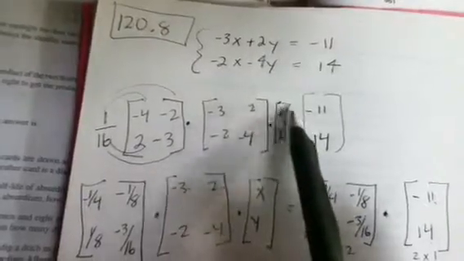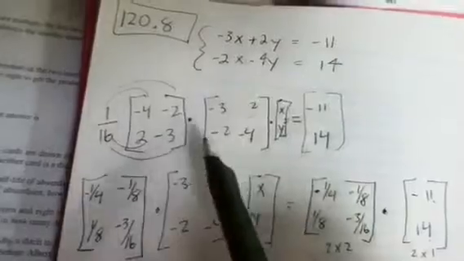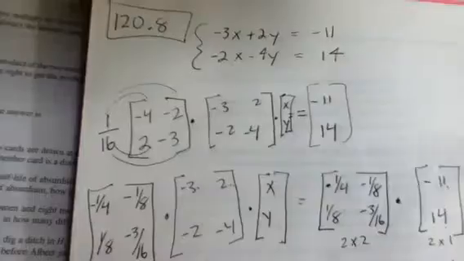So first you're going to take these coefficients here and write them as a matrix, and then multiply by x and y. This part right here is just a way of rewriting this, because negative 3 times x plus 2 times y equals negative 11, and it's just another way of writing this. Okay, so now I want to multiply. Instead of dividing both sides, we don't divide in matrix math, we only multiply by the inverse.